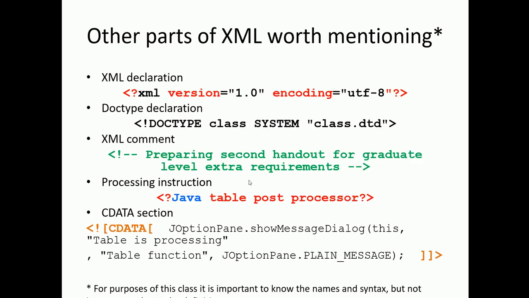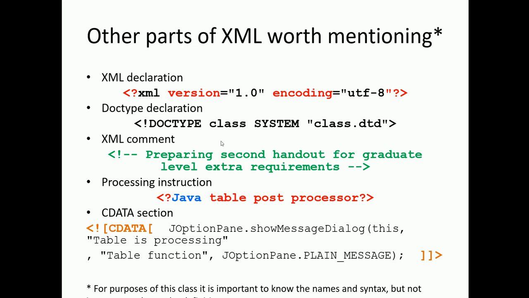So other parts worth mentioning. For purposes of this class, it's important to know the names and syntax, but not important to know the definitions or uses of these other things. So we have this thing at the top of every XML file called an XML declaration. You can see that it has a less than, question mark, XML, and version. It always has those, and then it ends with a question mark and a greater than sign.